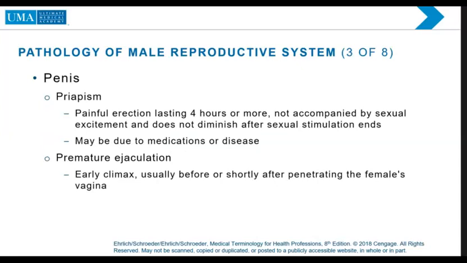Priapism is a painful erection lasting 4 hours or more, not accompanied by sexual excitement, and does not diminish after sexual stimulation ends. There's also a condition called premature ejaculation. This is early climax, usually before or shortly after penetrating the female's vagina.